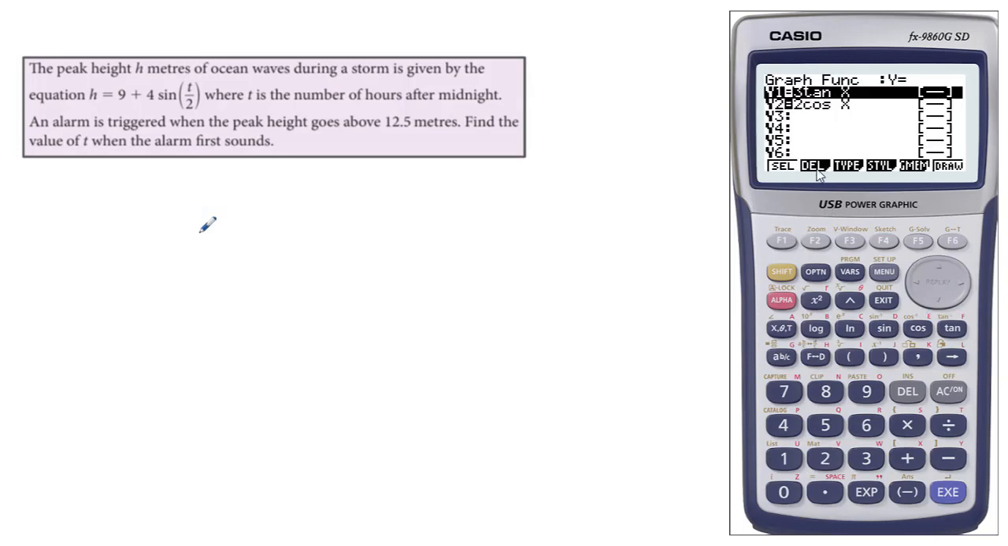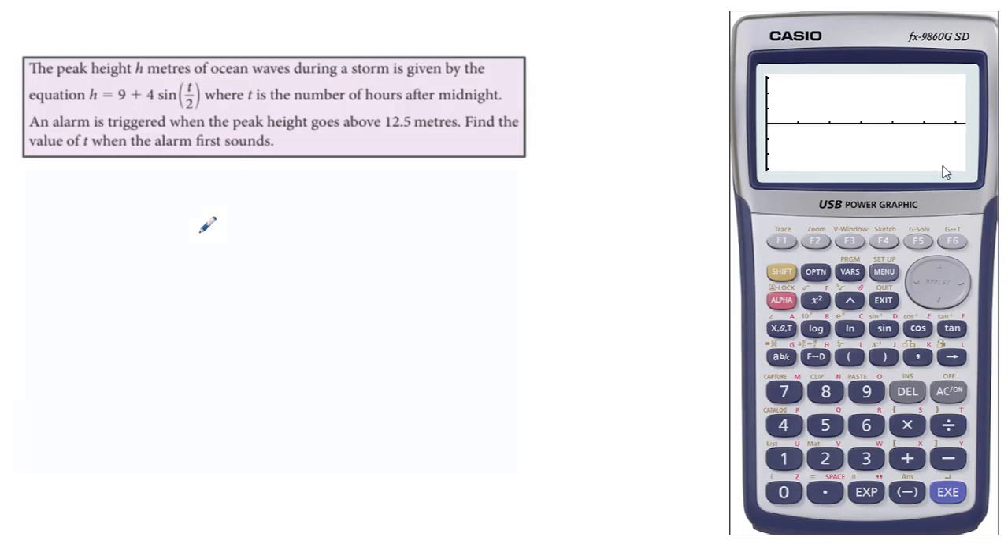So delete any old graphs that are there. So y equals 9 plus 4 sine. I have quite an old calculator, so I'm going to put x divided by 2. Make sure it's in a bracket. If you've got a decent calculator, you should be able to put x over 2. Again, make sure you use the bracket. Okay, draw, and we're going to have to adjust the window significantly.